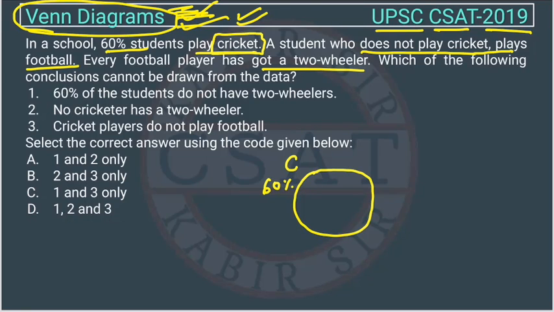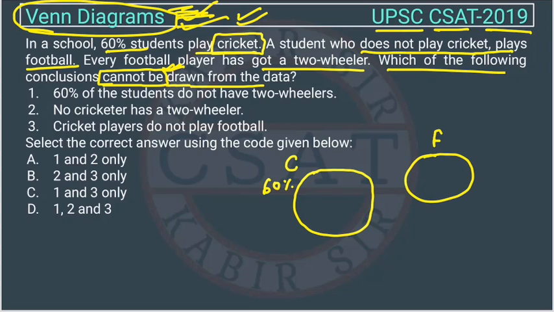And they have given the information about football players. Then we have to find which of the following conclusions cannot be. See, this is very important, right? People make the mistake here, right? So we have to find those conclusions which are not following, which are wrong actually. So we know there are students who are playing cricket and there are students who are playing football. So the football could be outside also, right? This could be football, and there may be students who are playing both football and cricket.